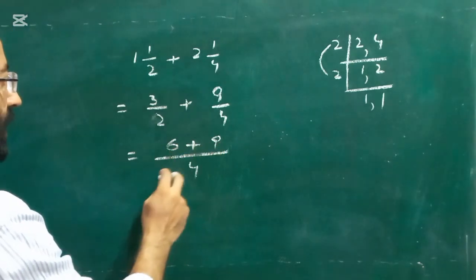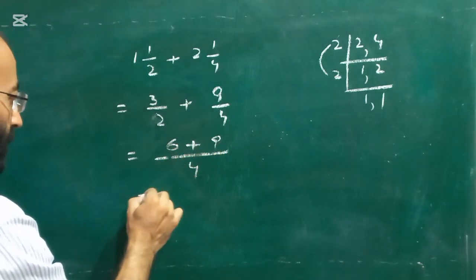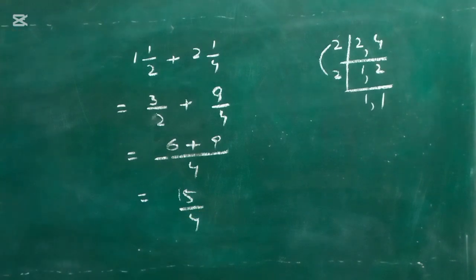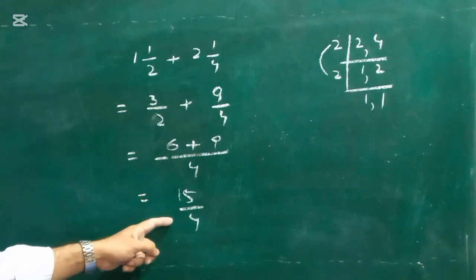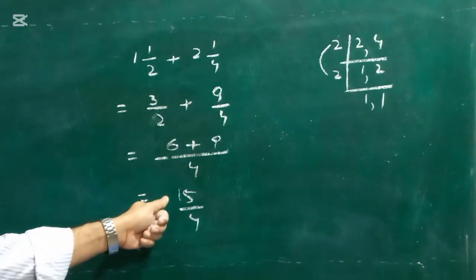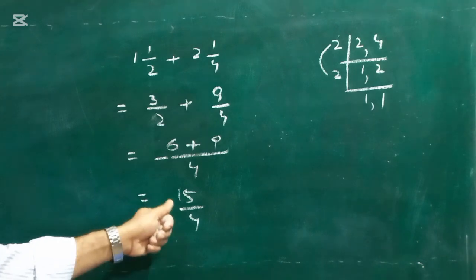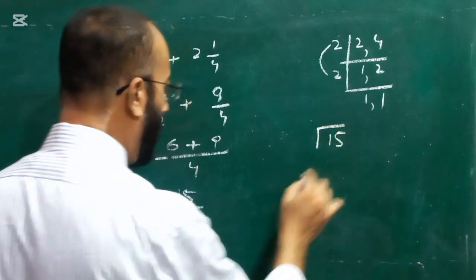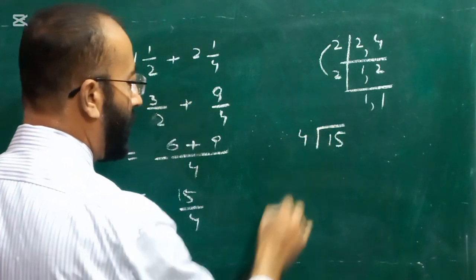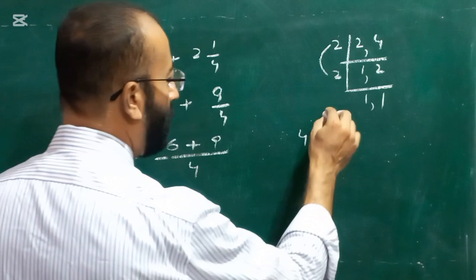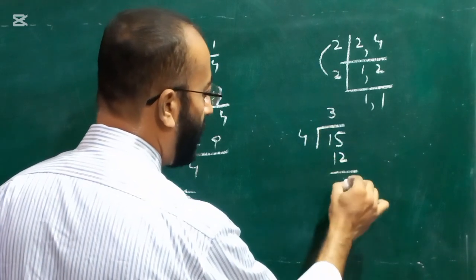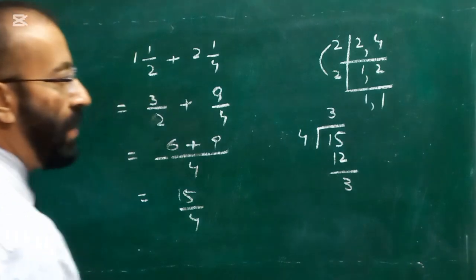Now we will add these numbers. 6 plus 9 is equal to 15. This 4 stays as it is. So this is actually an improper fraction now because the numerator is greater than the denominator. So we will divide it now. 15 will be placed inside the bracket and 4 outside the bracket, and we will solve it. So 4 threes are 12. Subtract these numbers. So 3 will be the remainder.